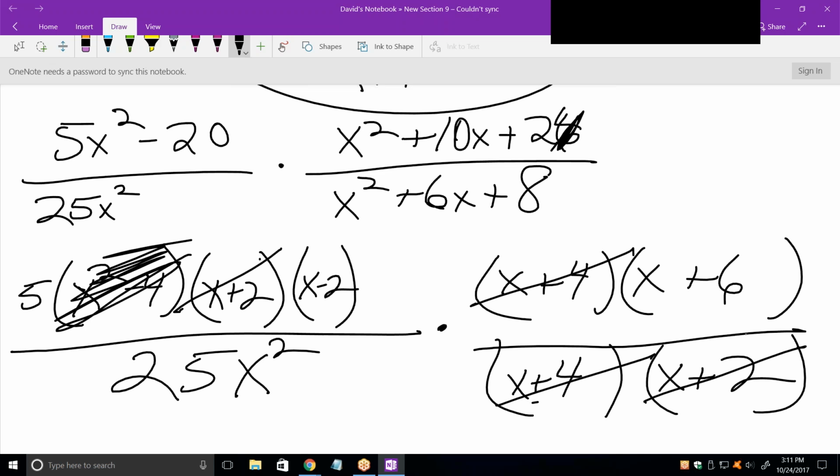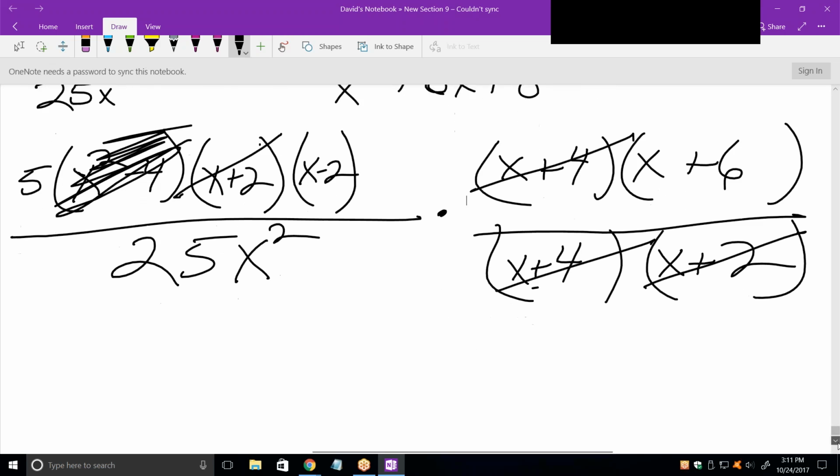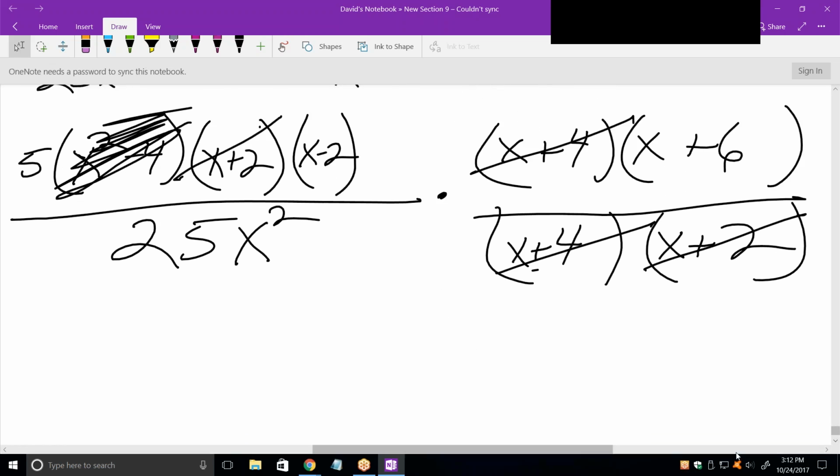Where else? Would you do the 5 and 25x squared, or the 5 and 20? Yes, for sure. You would definitely would. You would simplify that. So would the bottom just be 5? Uh-huh. Now, what do we have left?